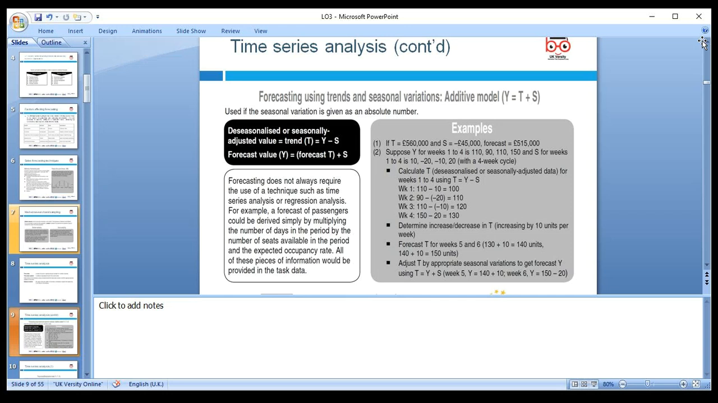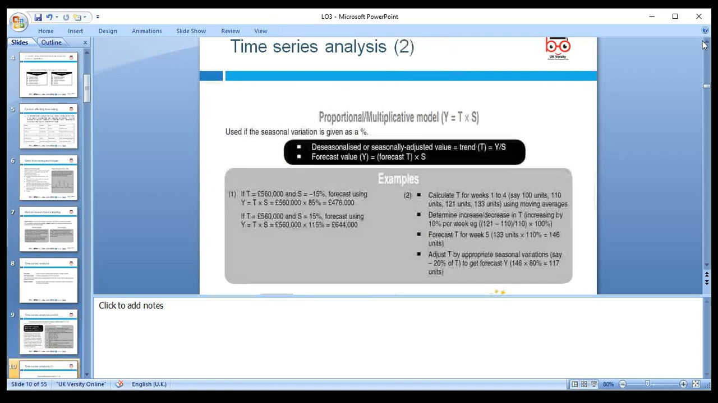So forecast weeks 5 and 6. 130 plus 10 will be 140. It is a positive trend here. Adjust T by the appropriate seasonal variation. Looking at week 5, T is 140, and the seasonal variation is 10, so Y is 150. For week 6, 150 minus 20 is 130. So that's the way we can forecast for the future.